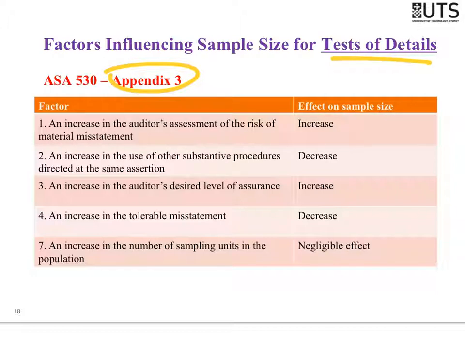Now, very quickly, here we go. If there's an increase in the tolerable misstatement level, so if we are willing to accept a higher level of misstatement, that would translate into a smaller sample size. But here's the other thing. If there's an increase in the assessed risk of material misstatement, so we think there's a higher risk of issue, we take a bigger sample.